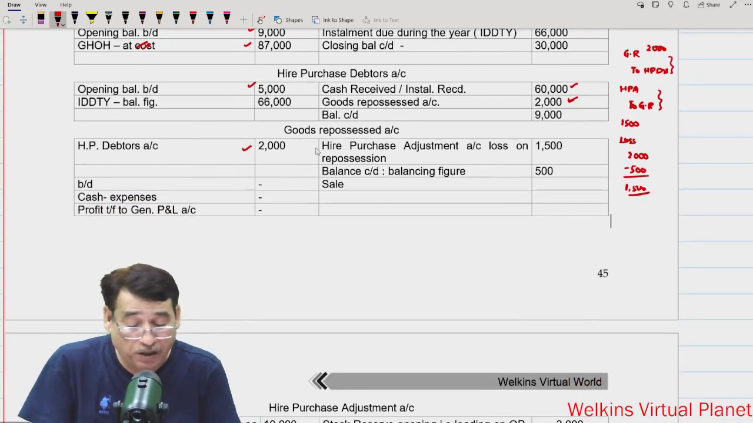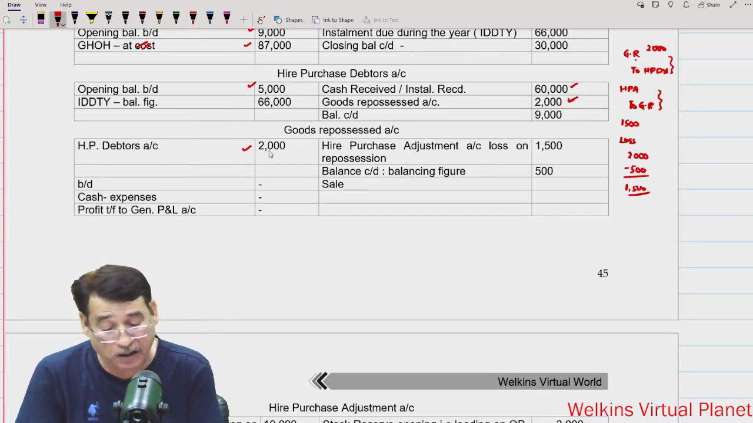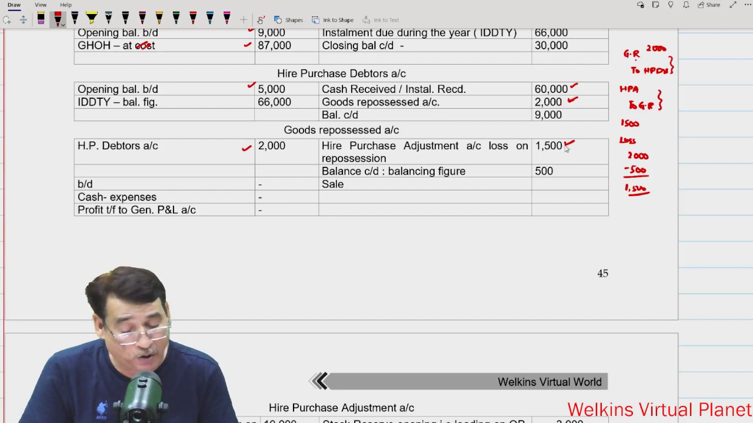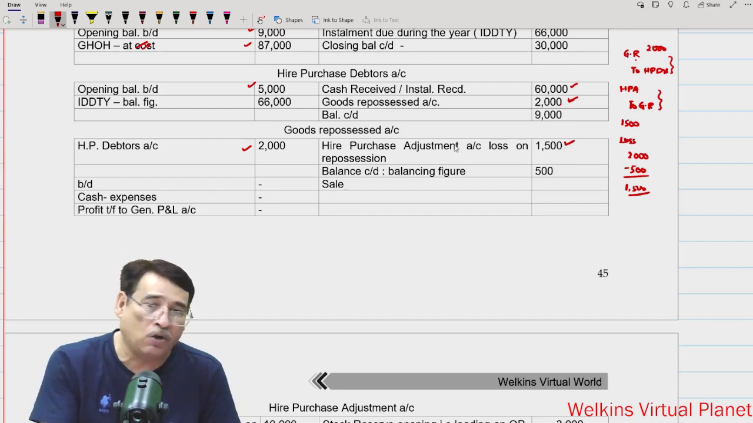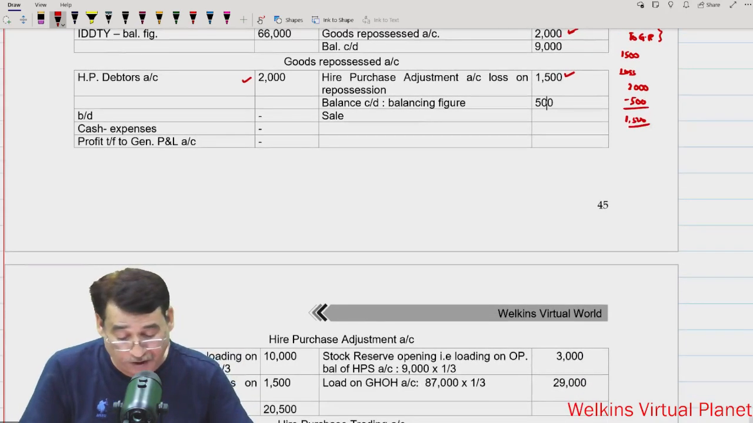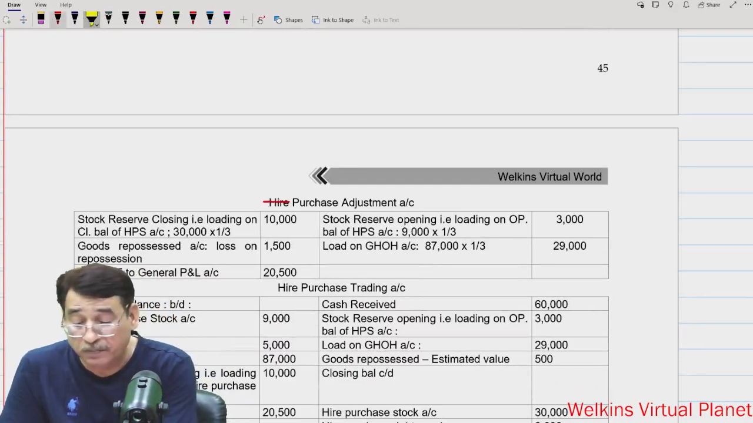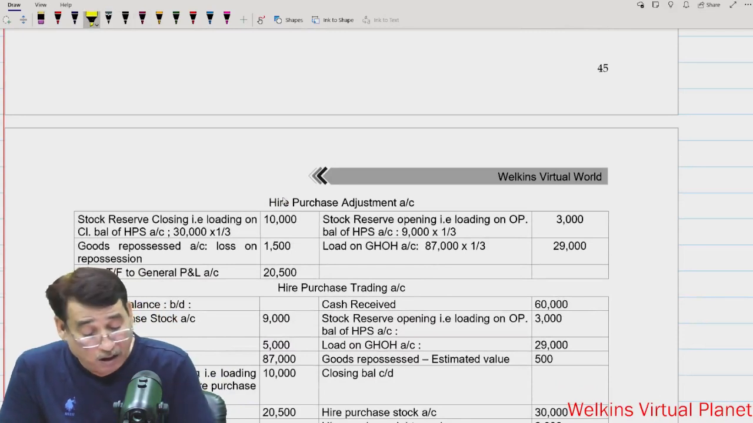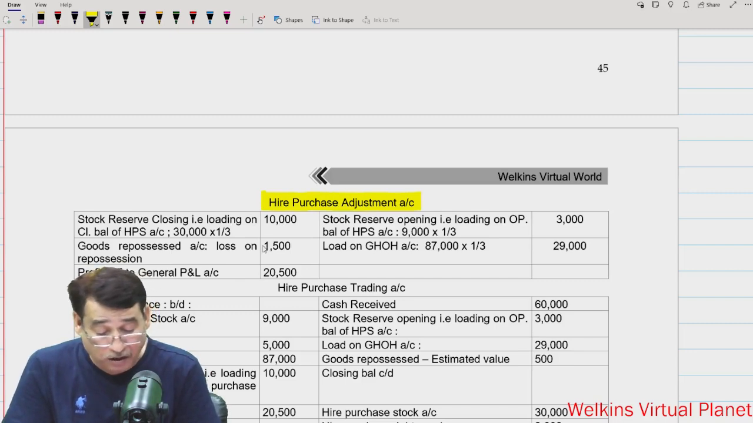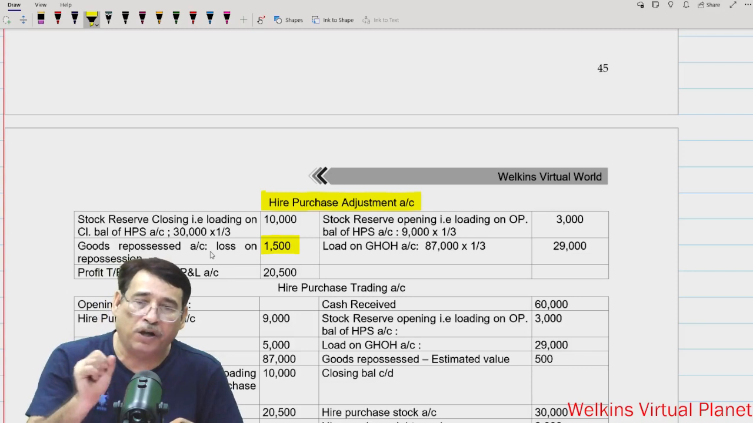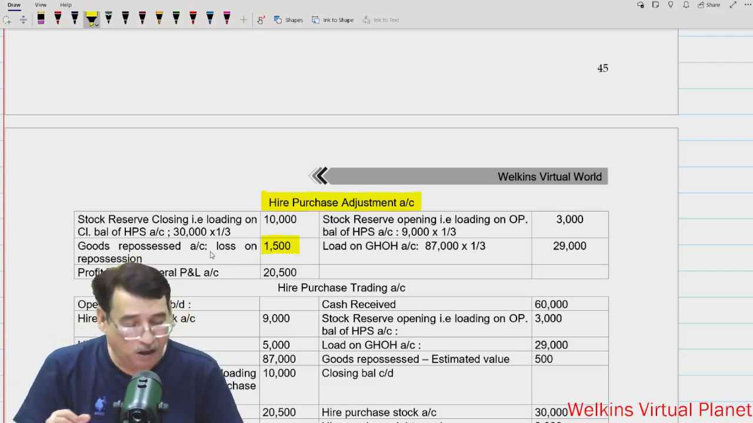So in this particular case, in the first entry, goods repossessed to higher purchase debtors. So towards the credit side of the debtors, I have written goods repossessed, and on the goods repossessed account debit side, we have written 2000. Now in the second entry, higher purchase adjustment account debit to goods repossessed account, and goods repossessed account is getting credited. So towards the credit side of the goods repossessed account, I am going to write 1500 higher purchase adjustment account. And later on when I prepare the higher purchase adjustment account, this 1500 will also find place there. In the higher purchase adjustment account, you are going to write goods repossessed account, that is loss on repossession 1500. That means if there would be any loss on repossession, that loss will also be written in the higher purchase adjustment account. Is it clear to you or not?